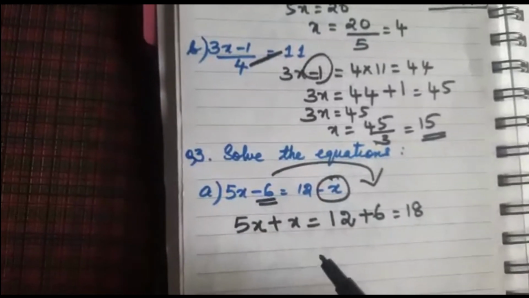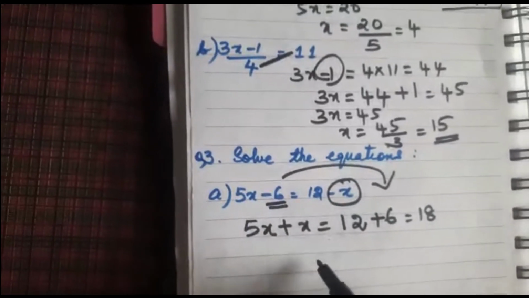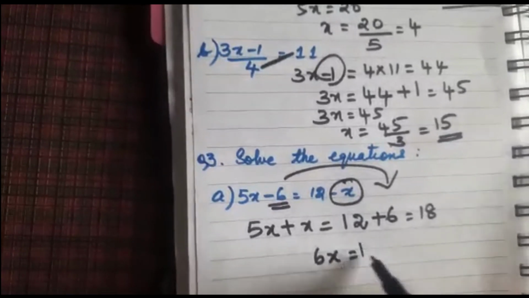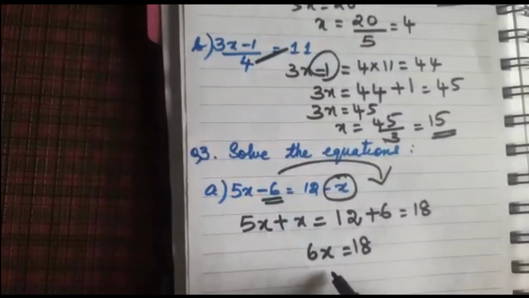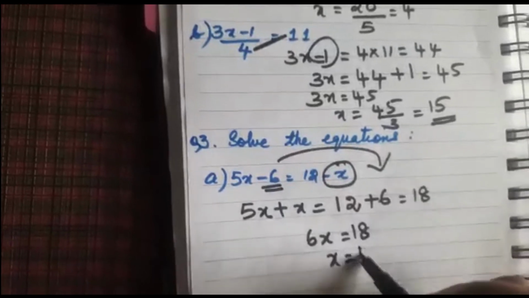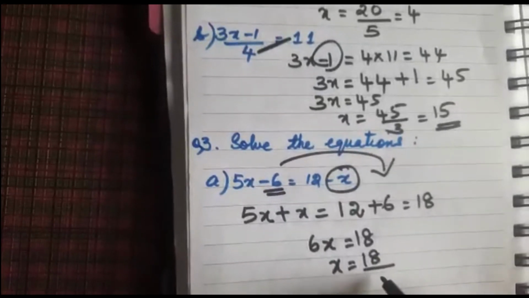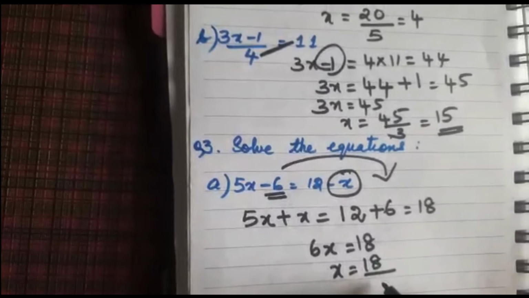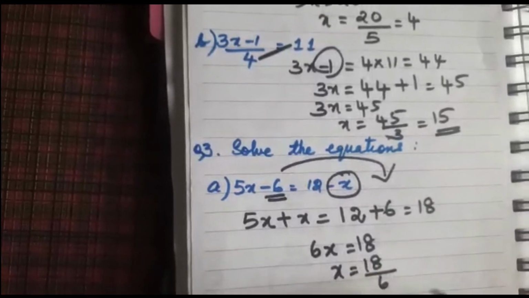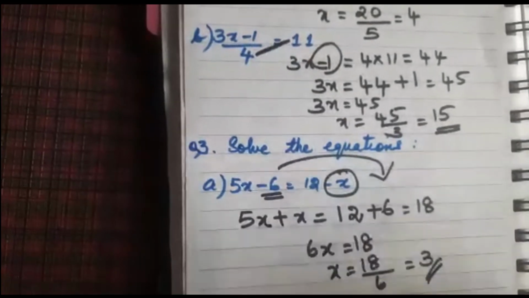What is 5x plus x? 4 apple plus 1 apple is 5 apple. So 5 apple plus 1 apple is 6 apple. So 6x equal to 18. 6 into what is 18? So x is equal to, this is multiplication, so you will have the division here. That is x by 18 by 6. That is 3. So x is equal to 3.